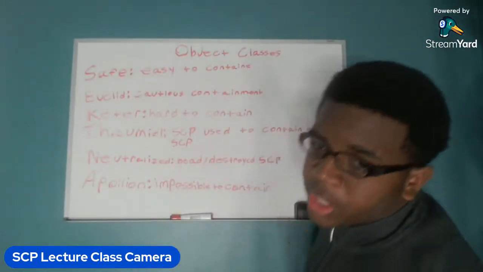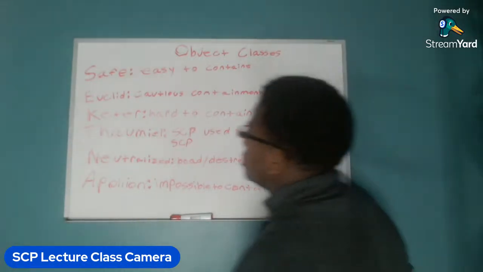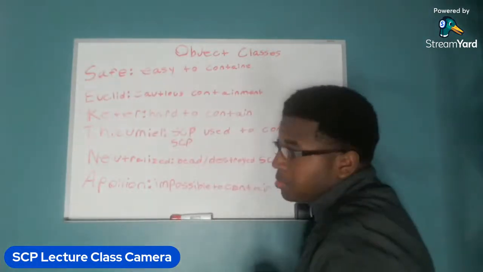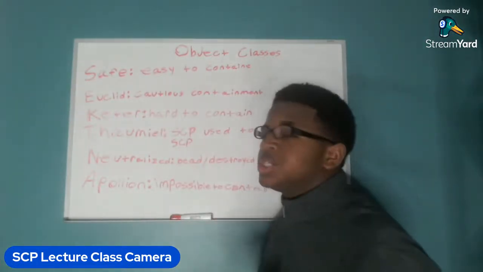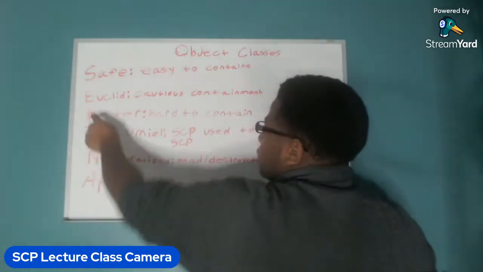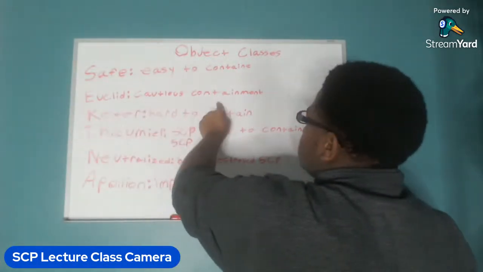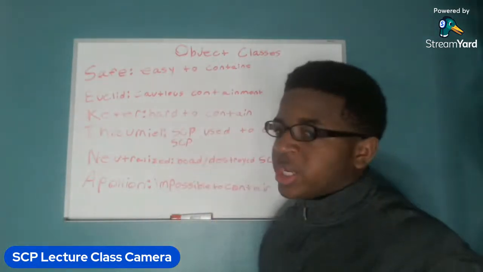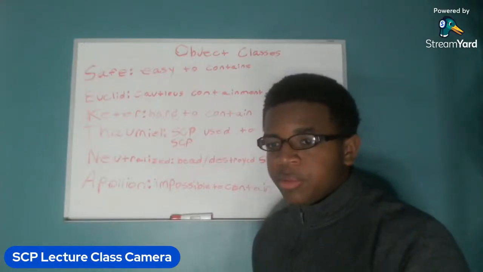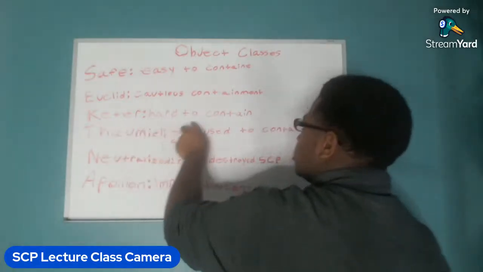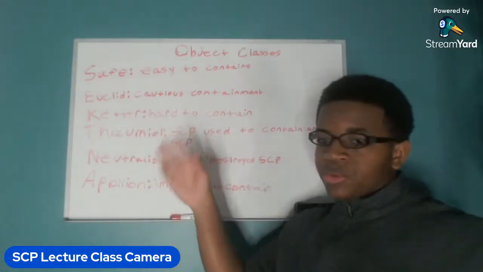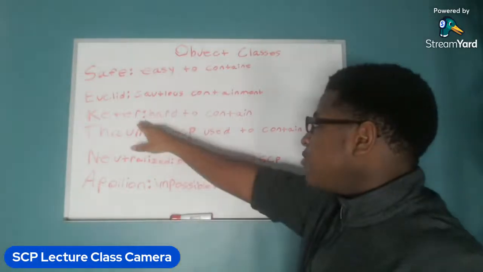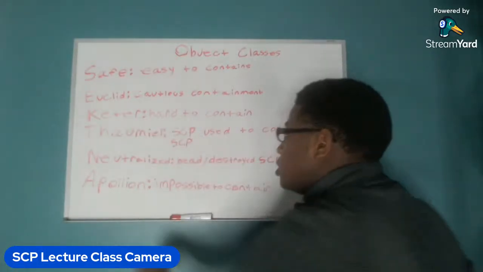Now, I wish some people were in here so they can ask some questions. So, we all know safe means easy to contain. Doesn't mean that the SCP won't kill you. It's just easy to contain, so it's safe to contain. Euclid means cautious containment, which means it's just like with safe. It's not exactly hard to contain them, but you still want to use caution. Keter, hard to contain, just like Euclid. It's like one of those SCPs that will be sentient and come up to kill you. Except some of these have abilities that just make it hard to contain.